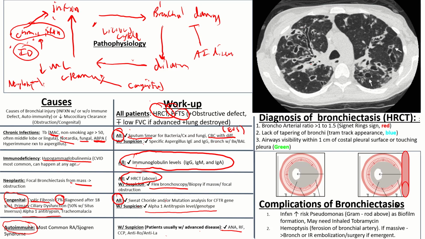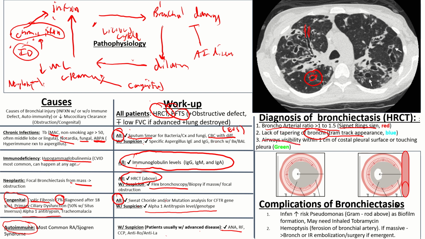Diagnosis is going to require CT, so think that you're looking for CT. The one I talked about already is that bronchoarterial ratio. So you can see it here, the arteriole and the bronchi, which is very dilated. That's called your signet ring sign. But other things that could help you make the diagnosis is seeing this lack of tapering in the bronchi. So bronchi should get much more taper as they go out to the periphery. You don't see it there. So that's called tram-track appearance that you may see. That's going to be caused by bronchodilation.